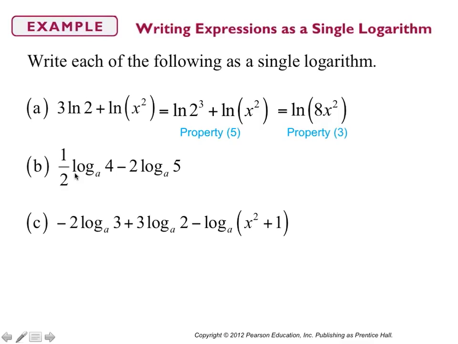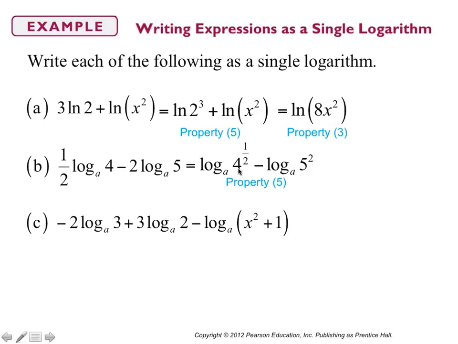Now this one here, we're going to do the same kind of thing. First thing we're going to do is take our factors and rewrite them as powers. So we're going to move them back up here. So we've rewritten this as log base a of 4 to the 1/2 power minus log base a of 5 squared. So we took this 2 and we moved it up to a power. We took the 1/2 and we moved it up to a power. And then since we have subtraction, we're going to change this into division.